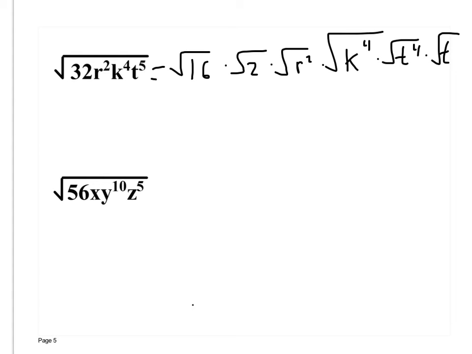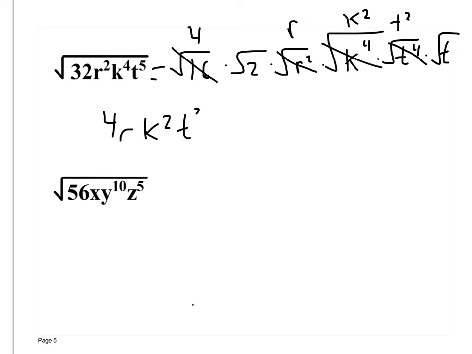Everybody with me? So then we square root everything possible. Square root of 16 is 4. Square root of r squared is r. Square root of k to the 4th is k squared. Square root of t to the 4th is t squared. I write all that out in front: 4r k squared t squared. And then all under 2t.